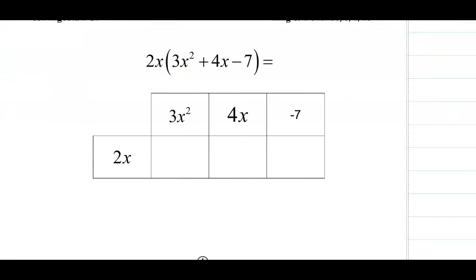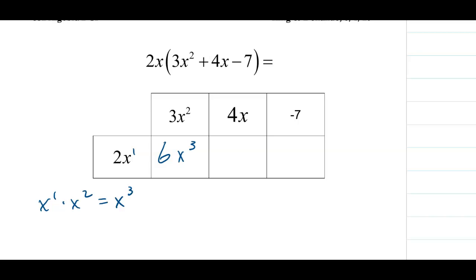And then, similar to the previous two, this is the same problem we did a few moments ago, just by straight distribution without this grid to support our work. In the first empty cell, it's going to be 2x times 3x squared. 2 times 3 is 6. X times x squared is x cubed. Remember, we add exponents when we multiply powers of x. 1 plus 2 is 3.